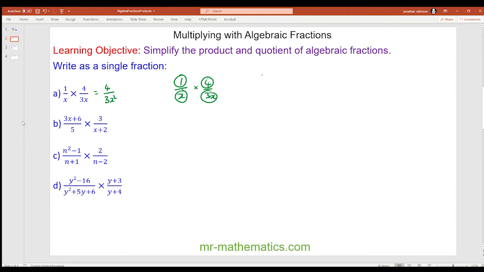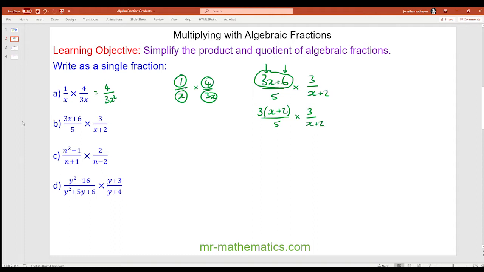Question B, we have 3x plus 6 over 5 multiplied by 3 over x plus 2. Now, before we go any further, you can see that we can factorize this expression here because 3 is a common factor of both the 3x and the 6. So we can put 3 on the outside and we have x, and then 3 times 2 will make the 6. And we can write that over 5 multiplied by 3 over x plus 2.